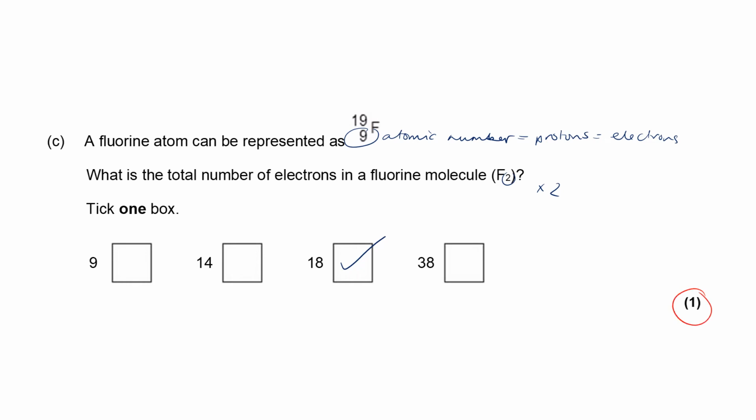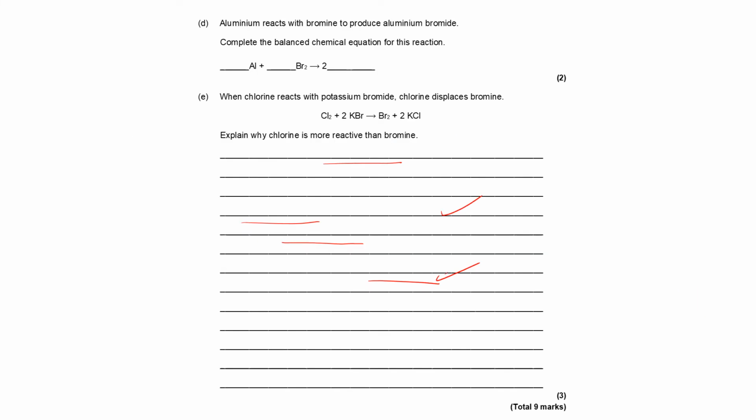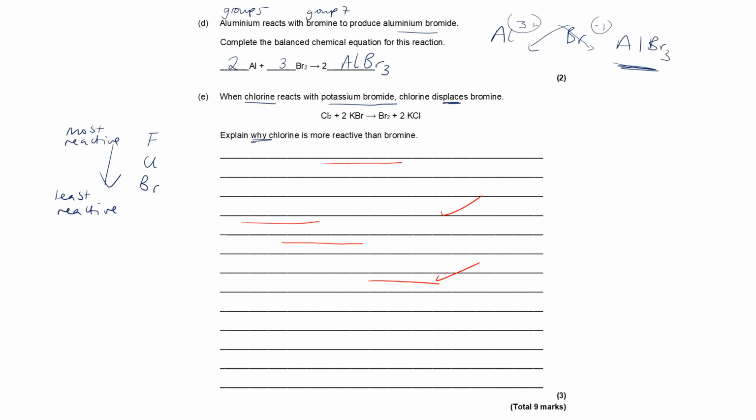And then part D, aluminium, which I know is in group 3, reacts with bromine, which I know is in group 7, based on the periodic table that I've been given. But actually, I don't have one in front of me, but I just know that from memory, to produce aluminium bromide. Complete the balanced chemical equation for this reaction. So this question is actually a question found on a higher paper. So foundation students, you might find this a little bit difficult.